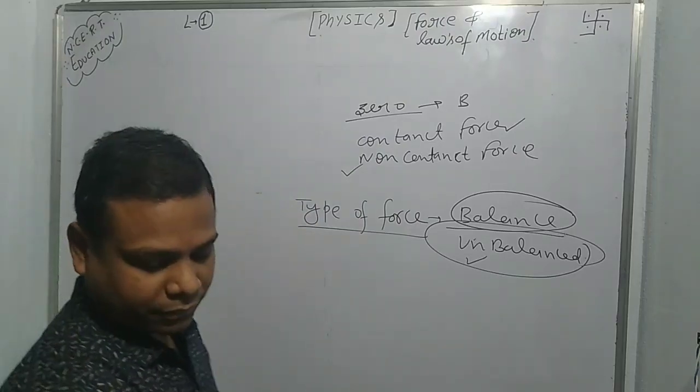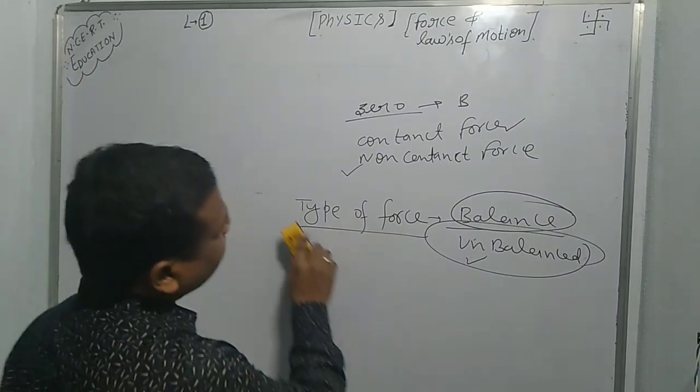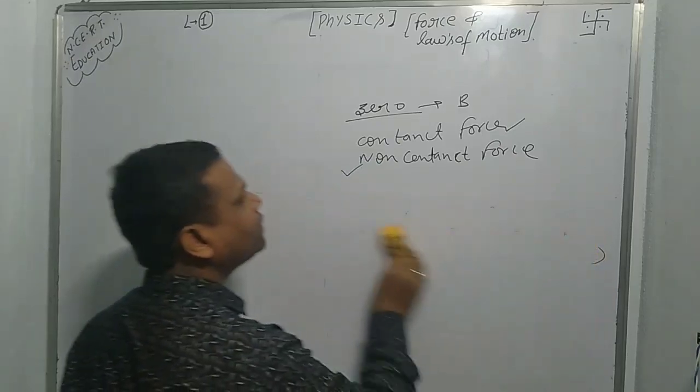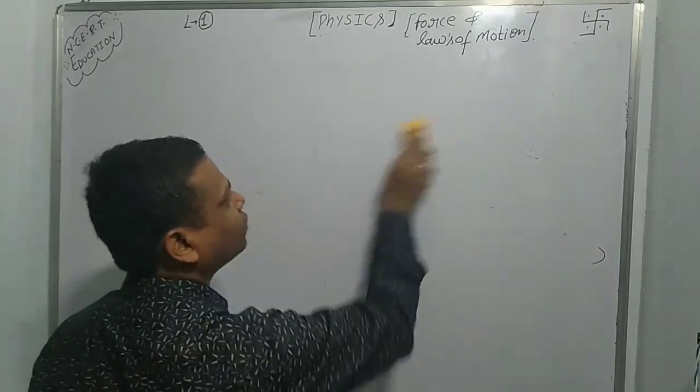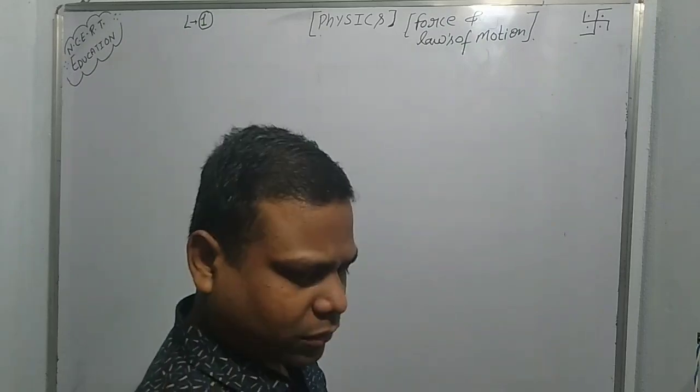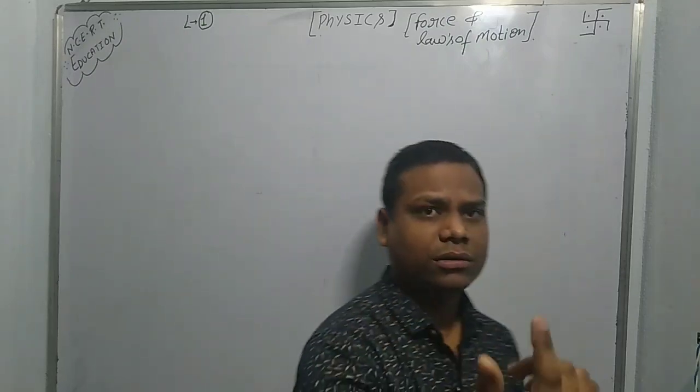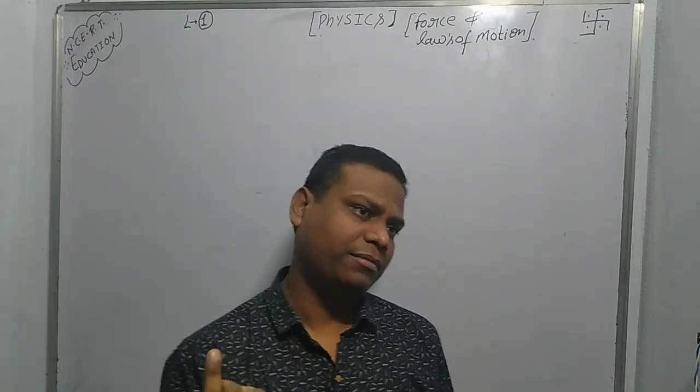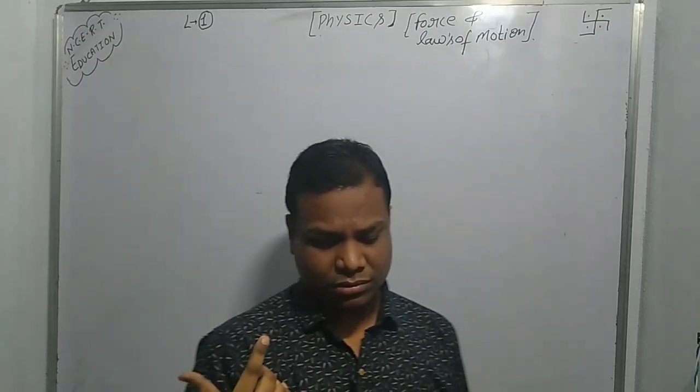Again, next topic: can you give an example of balanced and unbalanced force? A balanced force example is rotatory or circular motion, like the motion of a planet. It is a balanced force.